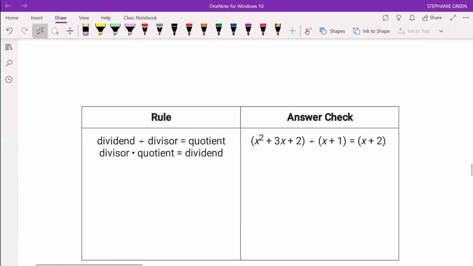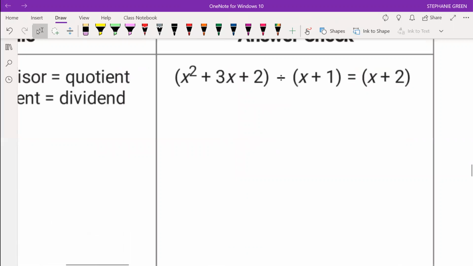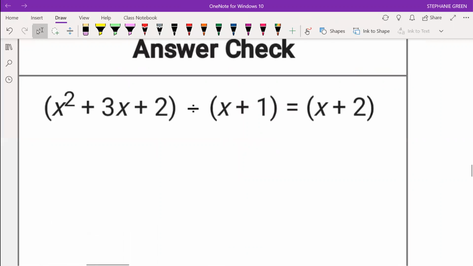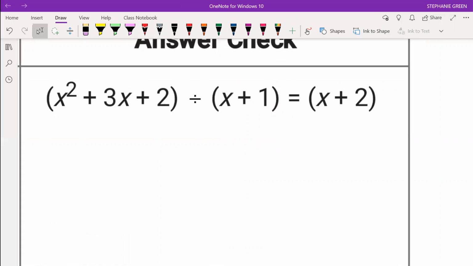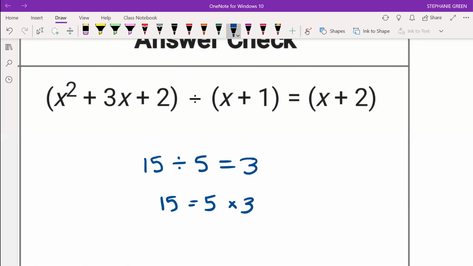So on this one, we're just going to talk about how we can check our work. So if I go ahead and I divide x squared plus 3x plus 2 by this x plus 1, and I get this answer here, how can I double check to make sure that that is right? So it's just like with numbers. If I did 15 divided by 5 equals, and we decided that that was 3, how would I check that work? Well, we would go backwards. We'd say 3 times 5 equals 15.